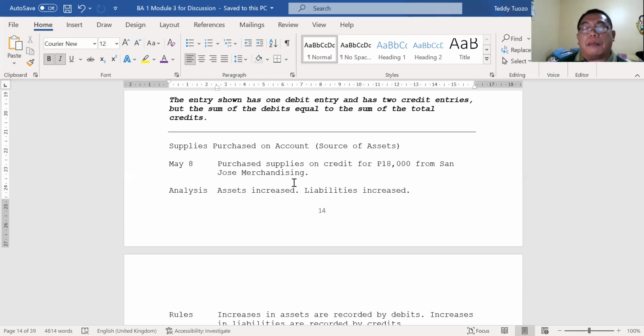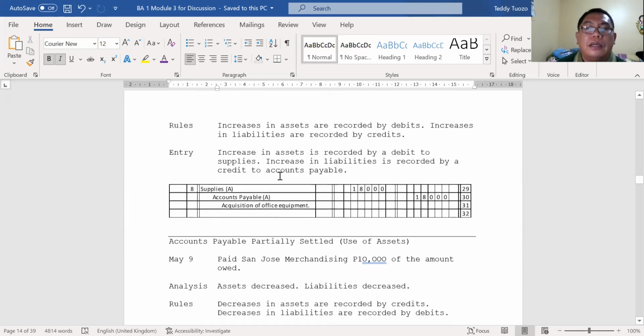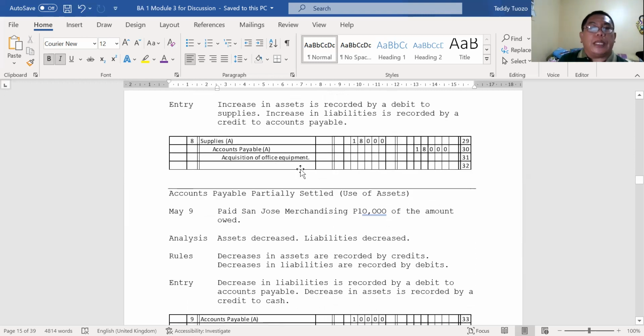As I've said, the value received is always given a debit entry consideration, and the value parted with is always given a credit entry consideration. So for the journal entry, we debit supplies for 18,000 and we credit accounts payable for 18,000. Take note because the explanation there is not acquisition of office equipment. It should be acquisition of supplies or office supplies, or supplies only will do. Okay?